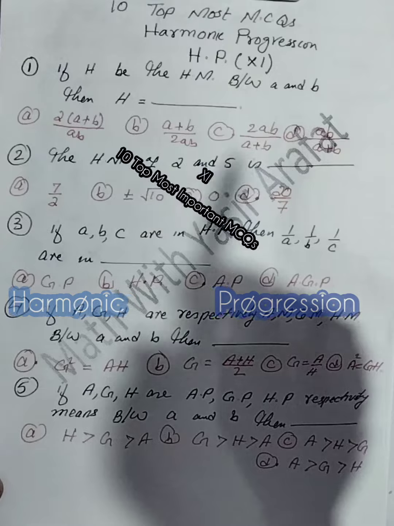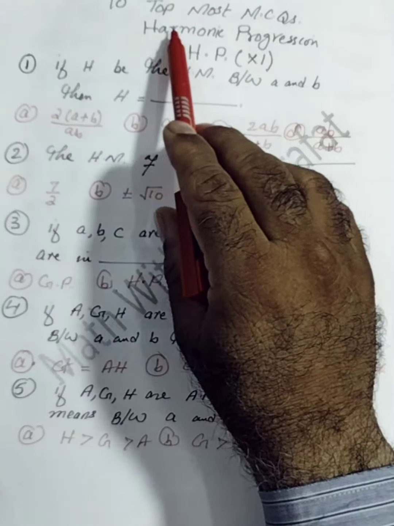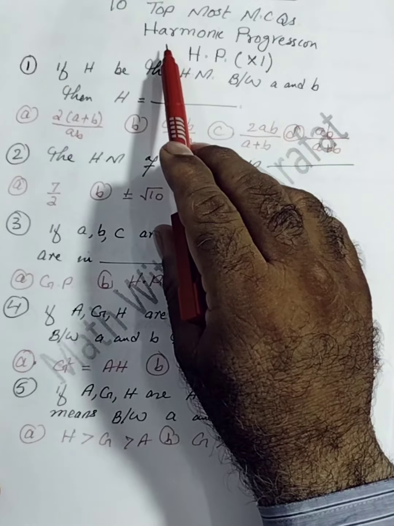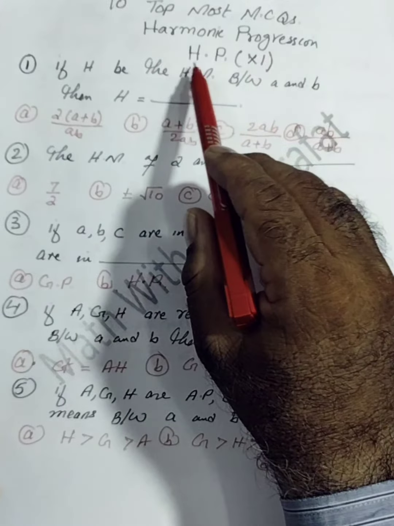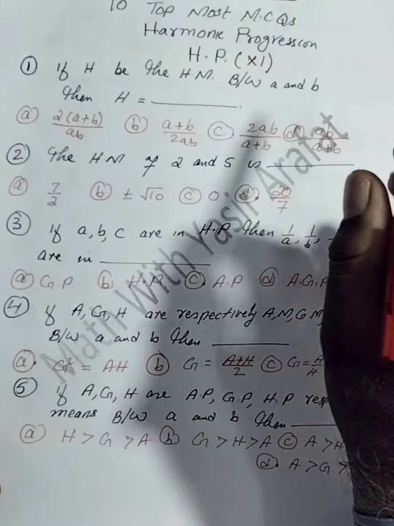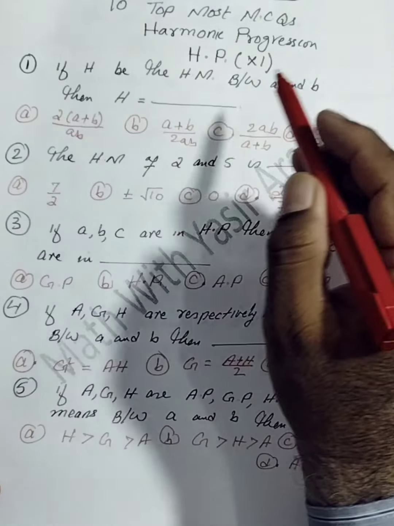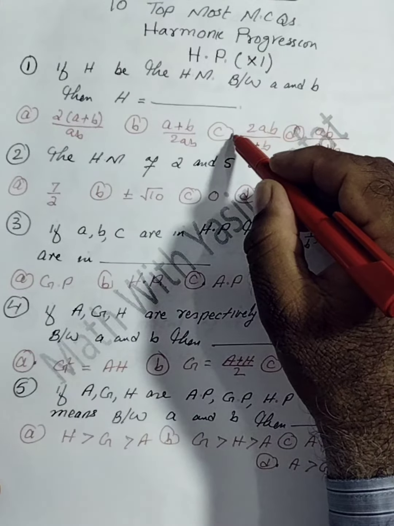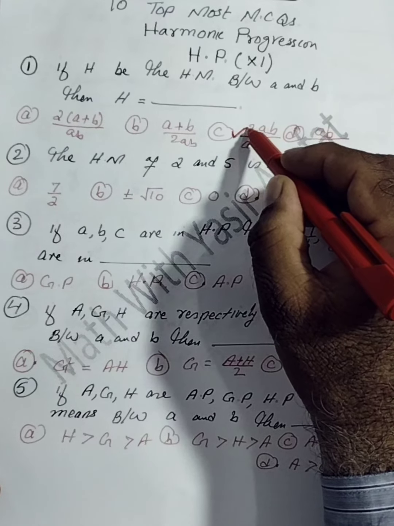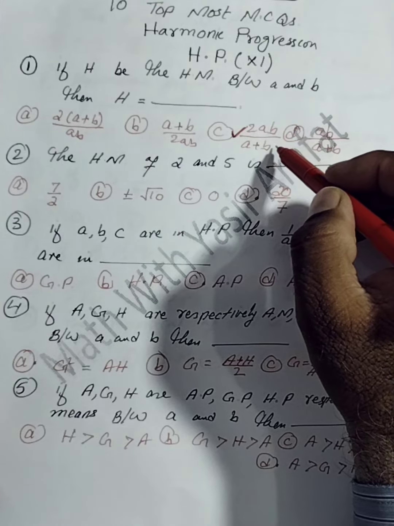You are watching Math with Yasir Rafat, and we have to discuss the 10 most important MCQs on harmonic progression, that is HP in short, first year. If H is the harmonic mean between A and B, then H is equal to, we have a basic formula for a single harmonic mean: 2AB upon A plus B.